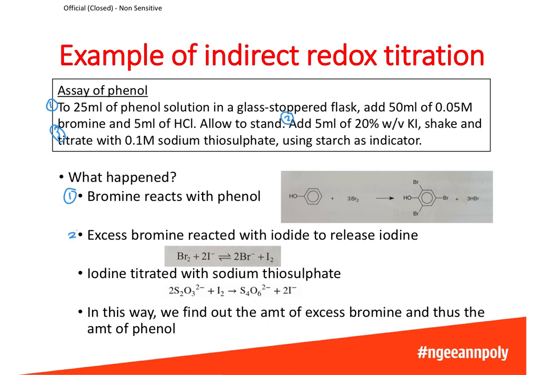So in step 2, the excess bromine is reacted with iodide to release iodine. Here, iodine is also intentionally added in excess. And in step 3, the excess iodine that did not react with bromine is determined through titration with sodium thiosulfate. Through calculations, we can find out the amount of excess bromine and therefore the amount of phenol in the sample.